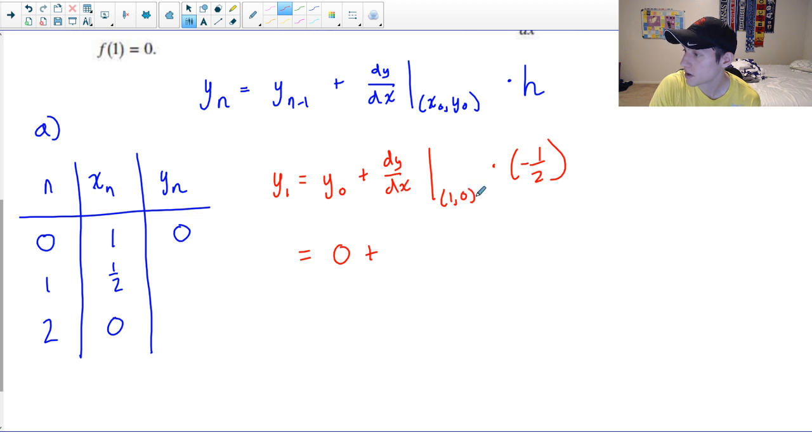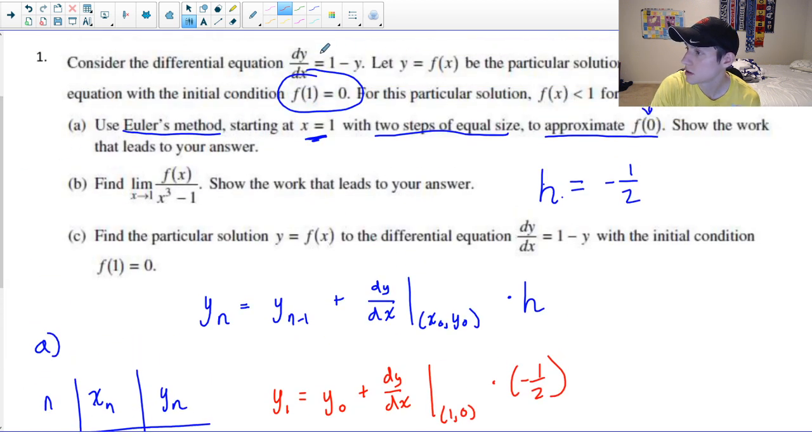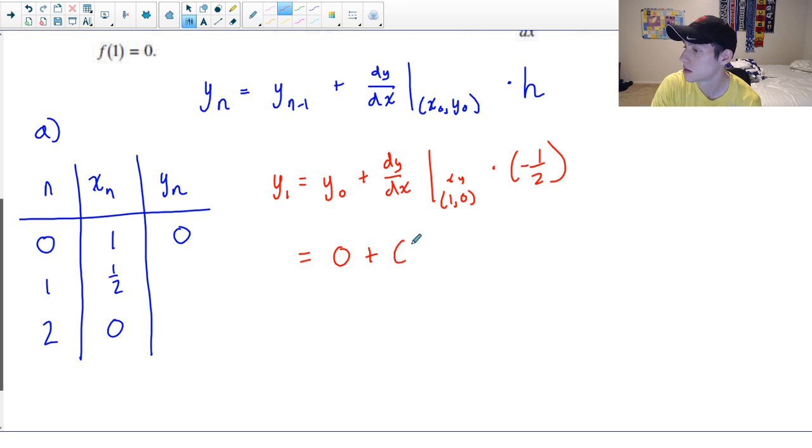dy dx, if I plug in 1, 0, so here's dy dx. So remember, that's the x value, the y value that I plug in. Well, this equation doesn't even have a spot for an x value, so I really only need to plug in the y value. So 1 minus 0 is 1 times -1/2. So 0 plus, so that part doesn't matter. 1 times -1/2 is -1/2. So there's y1.